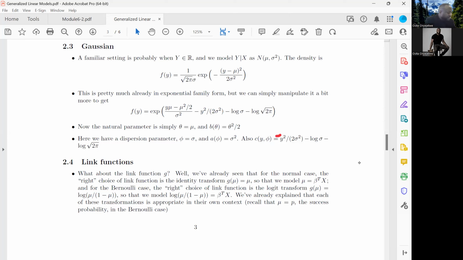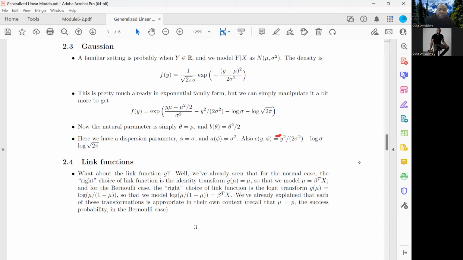Okay, wonderful. So let us ask ourselves a couple of questions. What about the link function g? Well, we've already seen that for the normal case, the right choice for the link function is the identity transformation. G of mu is equal to mu, such that we model mu is equal to beta transpose x.